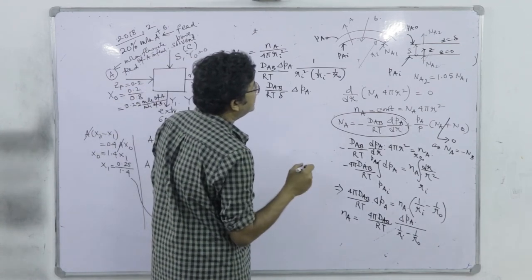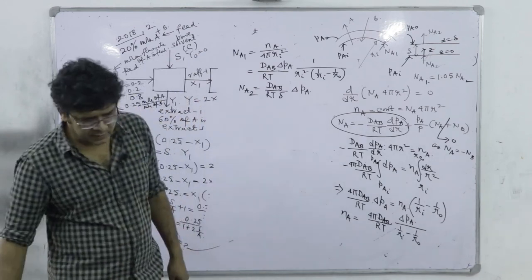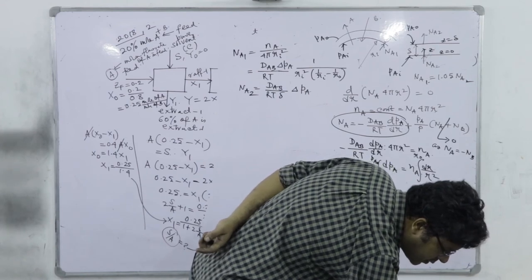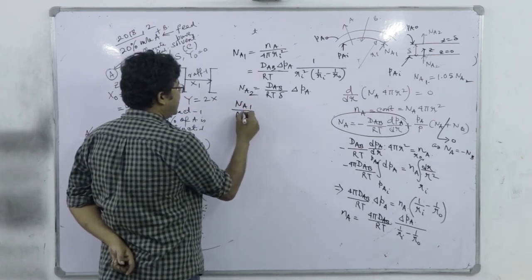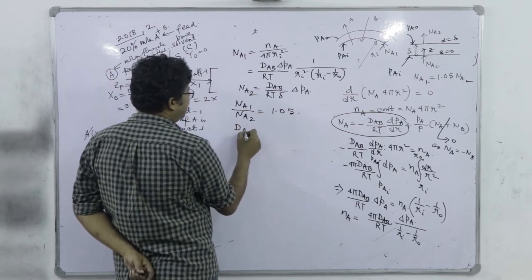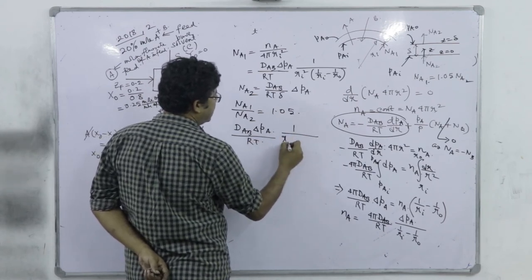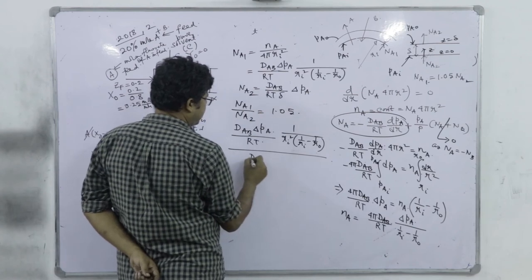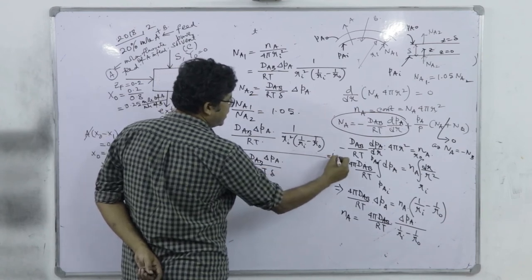Na1 is 5% greater than Na2, so Na1 by Na2 equals 1.05. So what will happen now? DAB into delta PA by RT into 1 by Ri square, 1 by Ri minus 1 by Ro, divided by DAB into delta PA by RT delta. This is equal to 1.05.